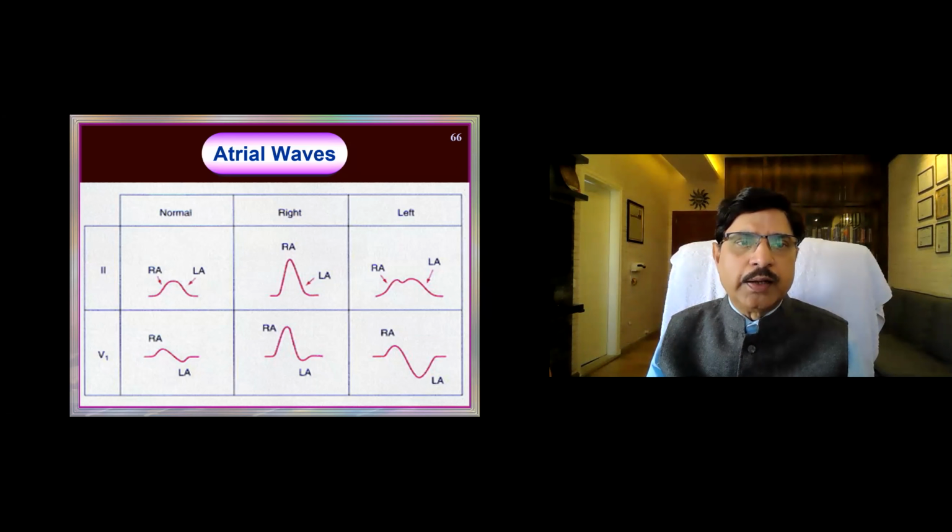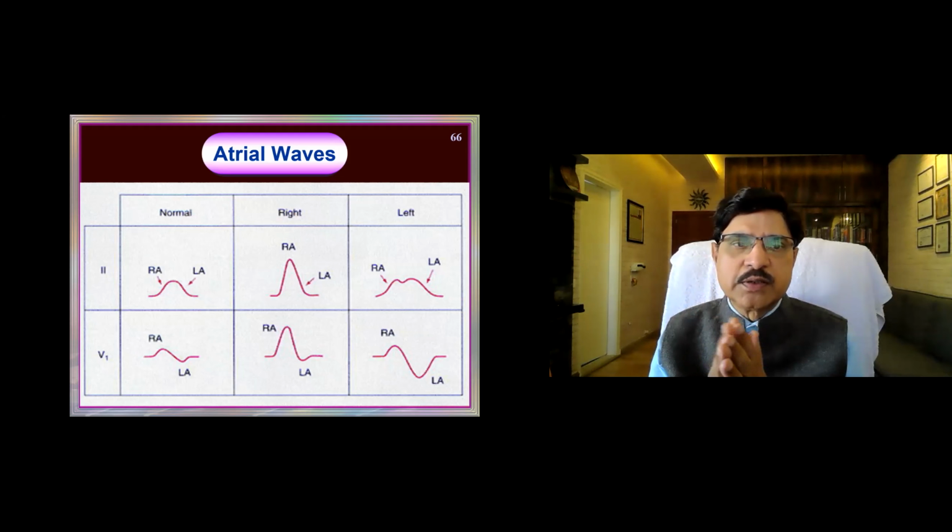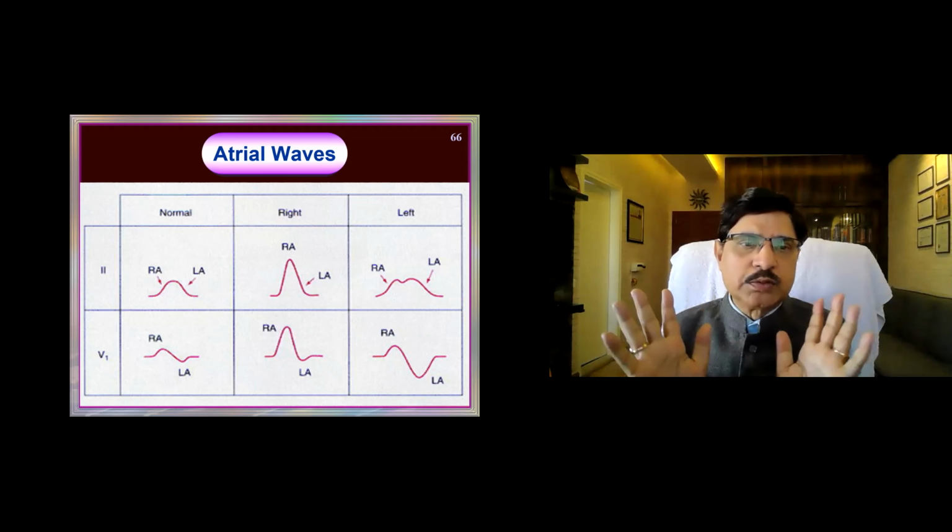Now, the right atrial and left atrial components are not separately seen in L2. The duration is 3 small squares or 0.12 seconds. Vertically, it is 3 small squares or 0.3 millivolts.